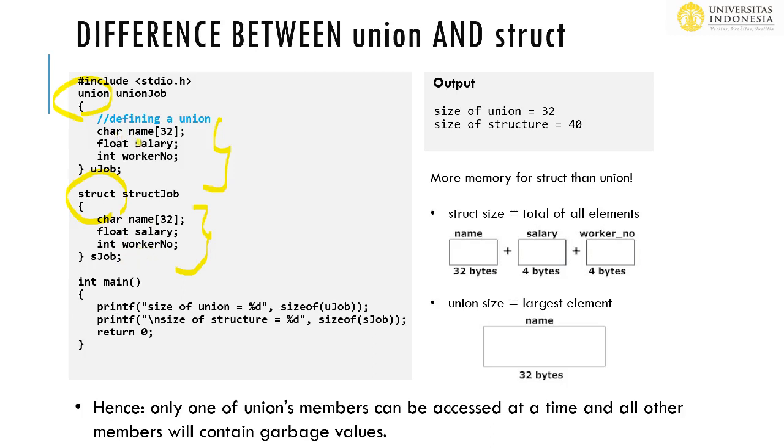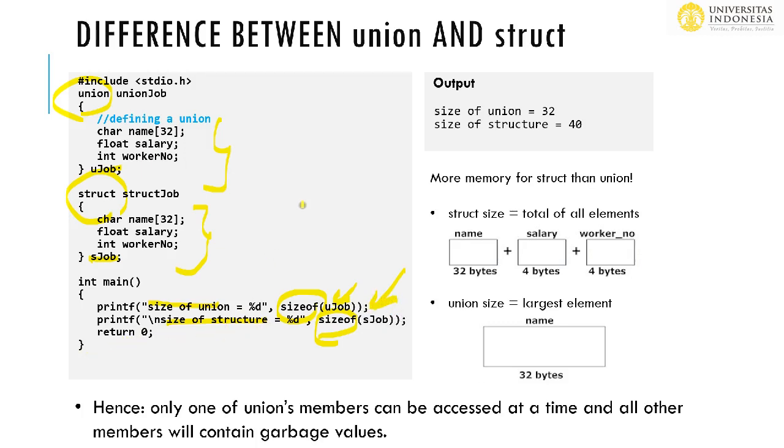It's no problem because all of those variables are local, so they won't be used when it is not necessary to be accessed. Each of those unions, we call it U job and S job, because it's related with the employee. In the main program, you just print the size of the union and the size of the structure, size of U job of the union and size of the structure job.